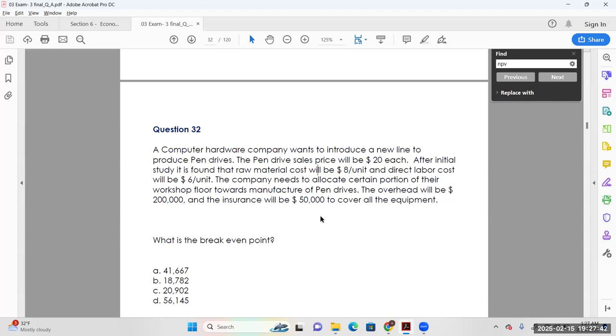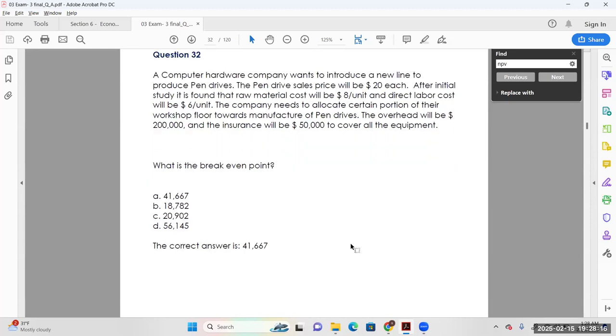So what will be the break-even point? Fixed cost divided by the contribution margin. What is the contribution margin? Selling price minus the variable cost. Variable cost is 8 plus 6, that is 14. So 250,000 divided by 6, right? Yes, it will be 6. So how much will you get? 41,667 is the answer.